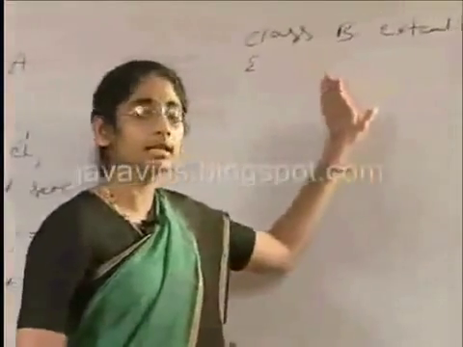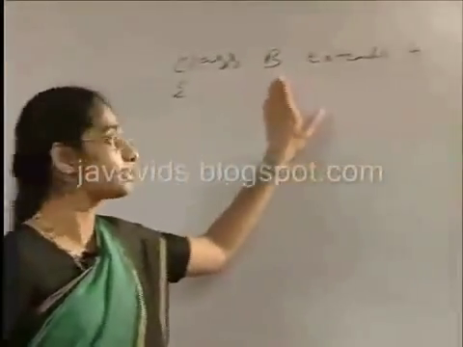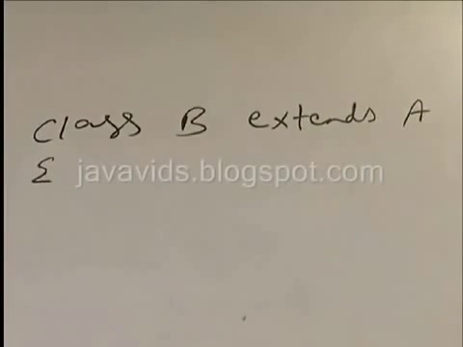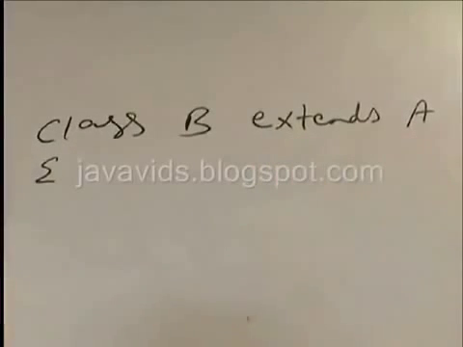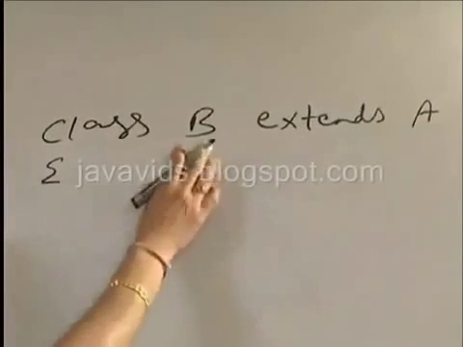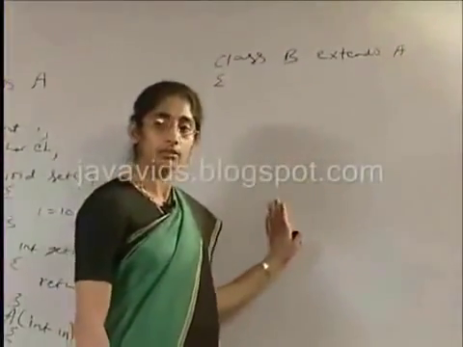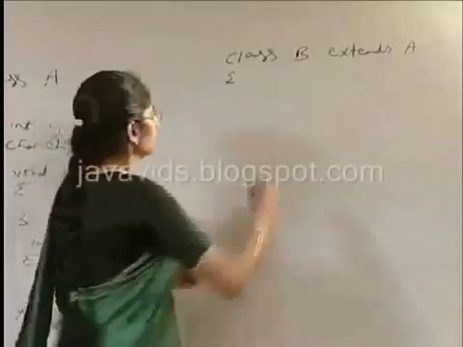So let's take a look at the inheritance part of it. Let's assume that we have class B, which wants to inherit from class A. The keyword is extends A. So class B inherits all the members that are available in class A, plus it can add on its own features, that is attributes and characteristics.